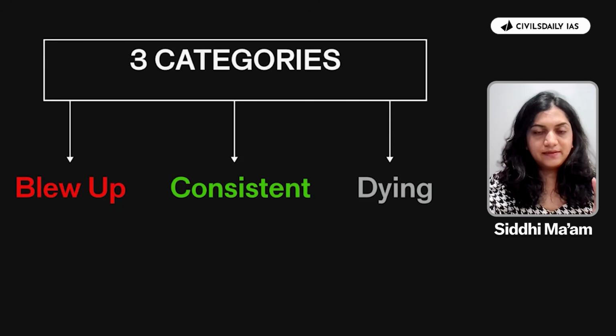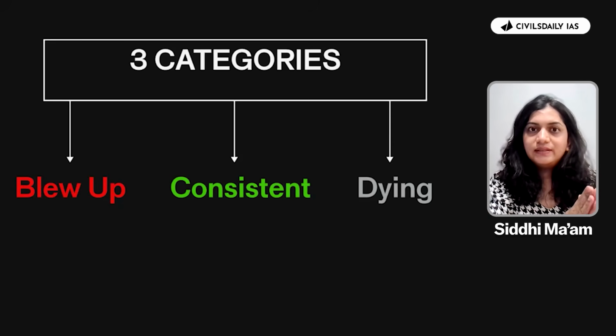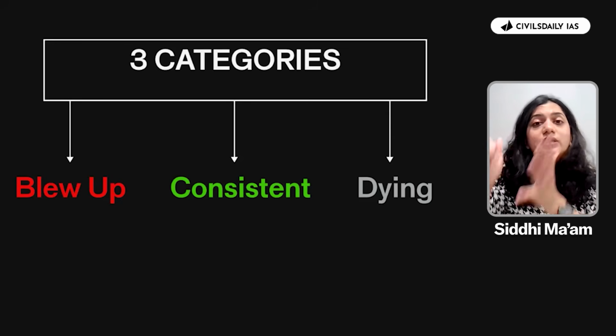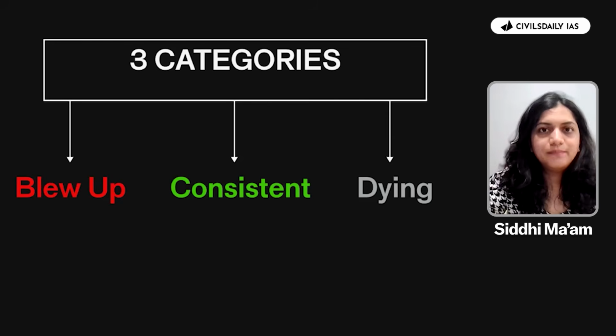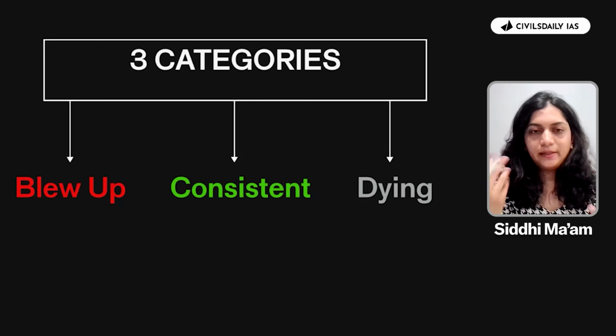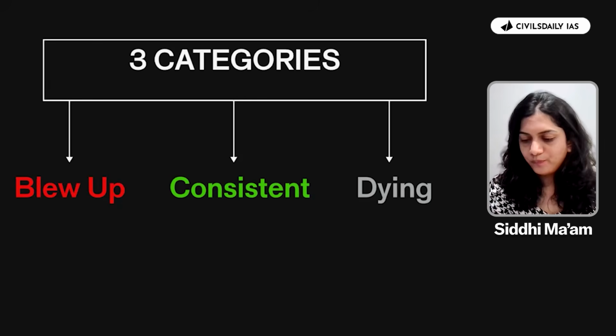पहले वो सारे categories revise करो. Then once you are done with that, once you are good with that, then go to the consistent category, and then to the dying category अगर time मिले तो. Okay, so let me explain you more, you'll understand this how.